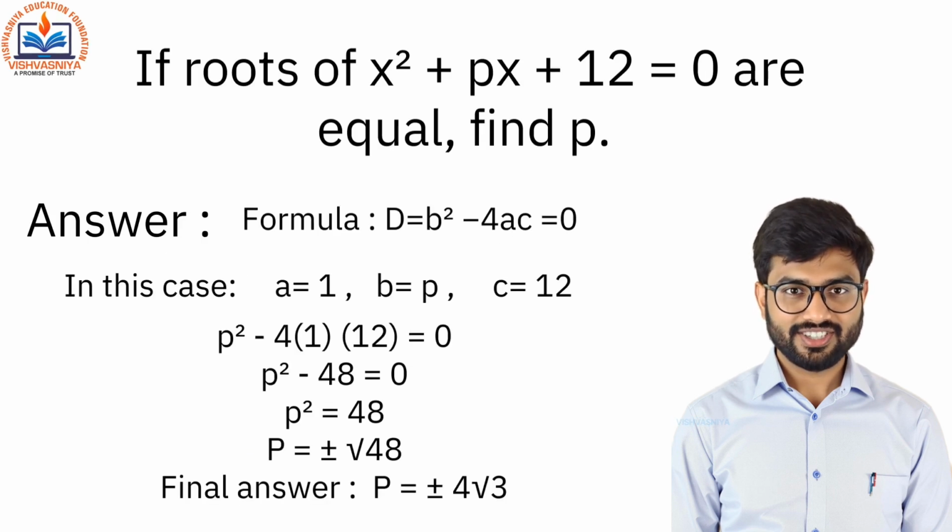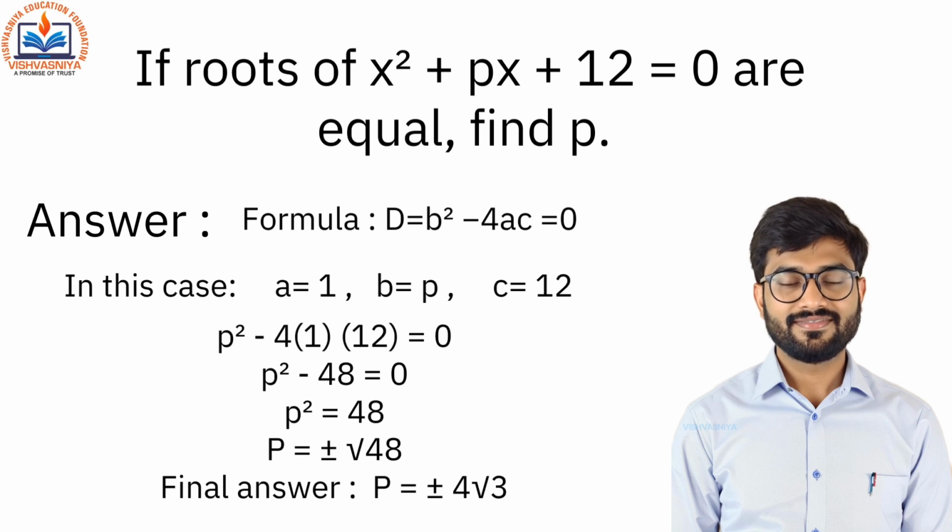Let's solve the question: if the roots of the equation x squared plus px plus 12 equals 0 are equal, find the value of p. We start by using the condition for equal roots. The formula is d equals b squared minus 4ac equals 0. That means the discriminant must be 0.